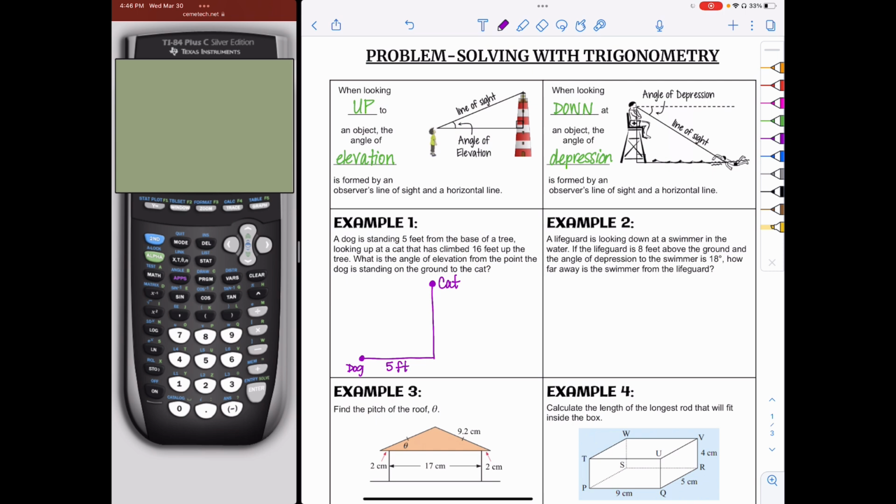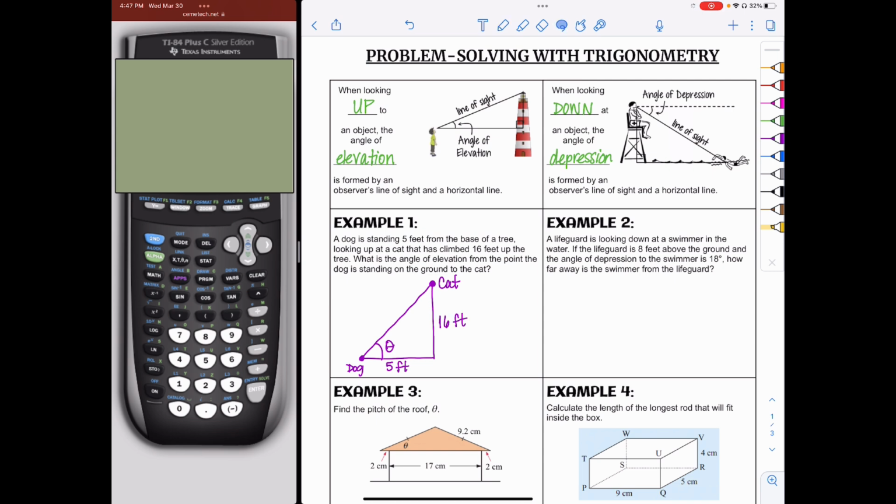So we are trying to figure out what is the angle of elevation from the point that the dog is standing on the ground to the cat. So we're trying to find the angle that is created from the dog looking forward to the dog looking up at the cat. So we're trying to find this angle here. We're going to call that theta. We already know the cat was 16 feet up the tree.